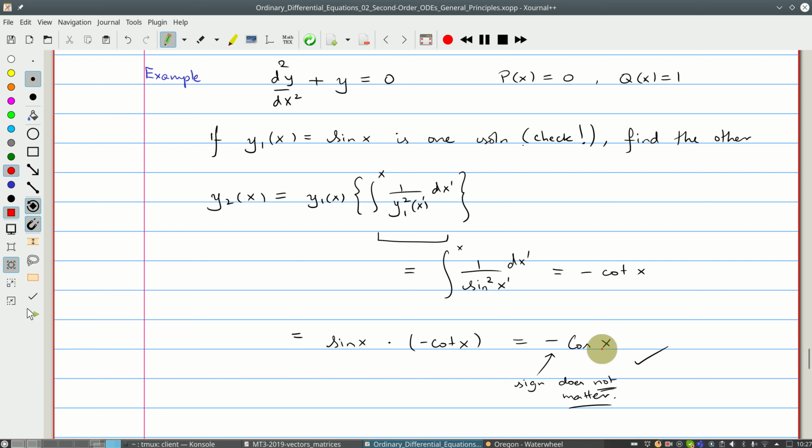Now the sign does not matter. It's immaterial. What we have is the function cos of x. We started off with sine of x. We've shown that there is a second solution. It's the cos of x, which is exactly what we expected. If you look at this equation, it's a harmonic oscillator equation. So you have two solutions, sine and cos.